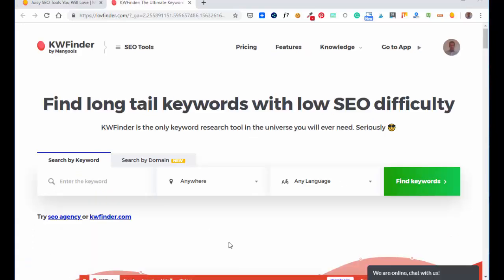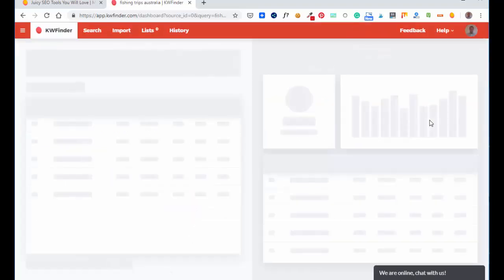So Alf's interests and passions are fishing and travel. Alf is going to set up a blog and he wants to research this niche to see if it's going to be viable for him to tap into it. What he's looking for is reasonable search volume against low-level competition. So let's type in fishing trips Australia as a starting point and click find keywords.